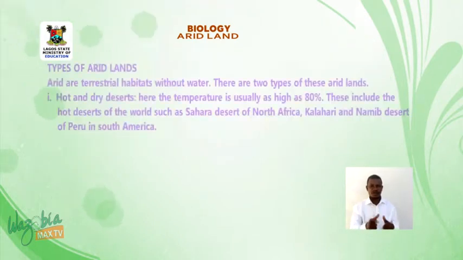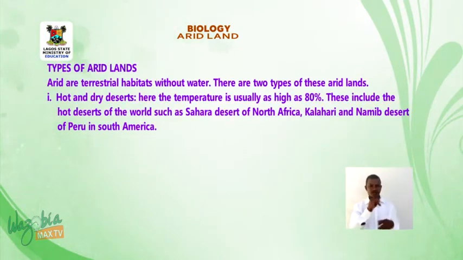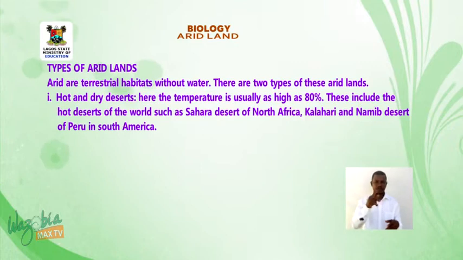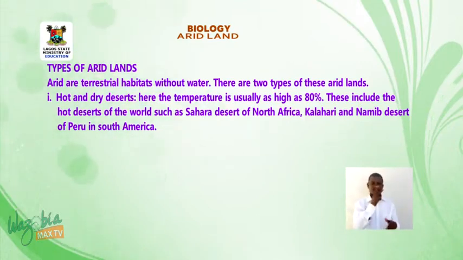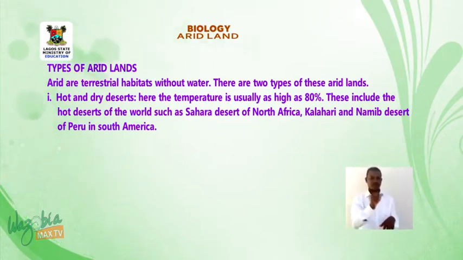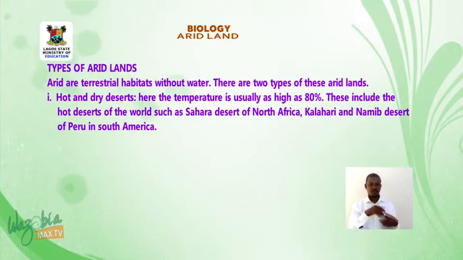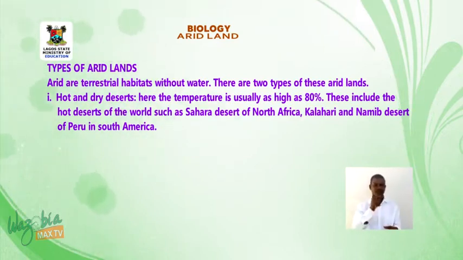Now let's look at the types of arid land. Arid lands are terrestrial habitats without water, as we have already seen in the characteristics. There are 2 types of these arid lands. We have 1, hot and dry desert. Then 2, we have cold and frozen desert.